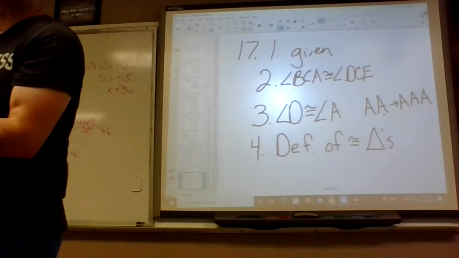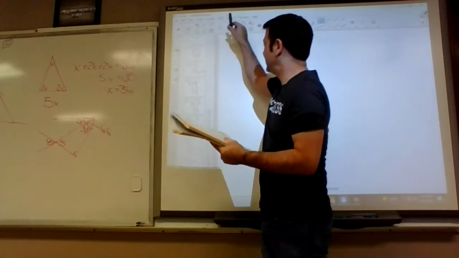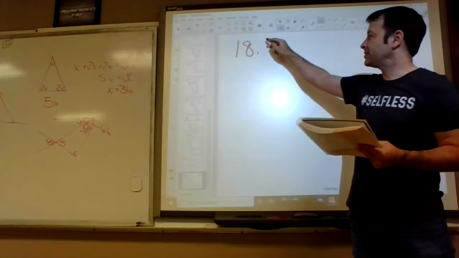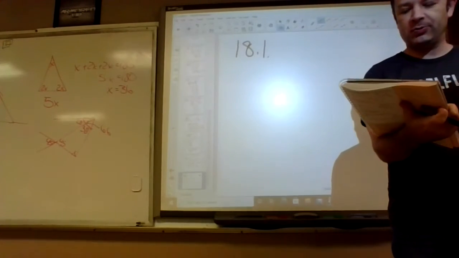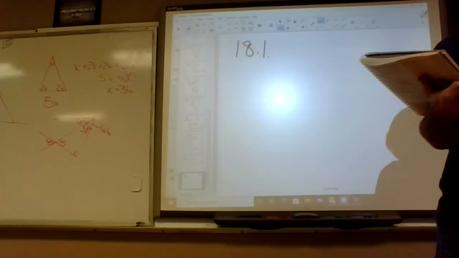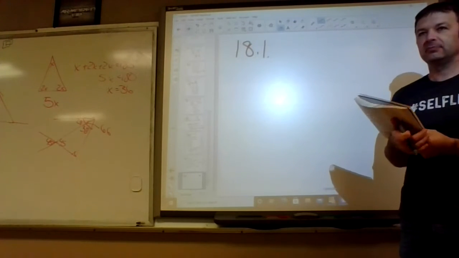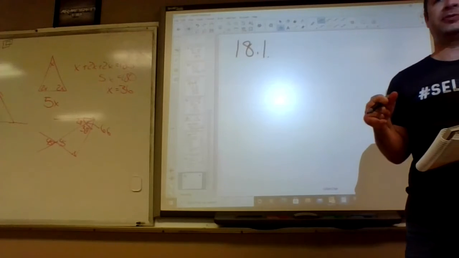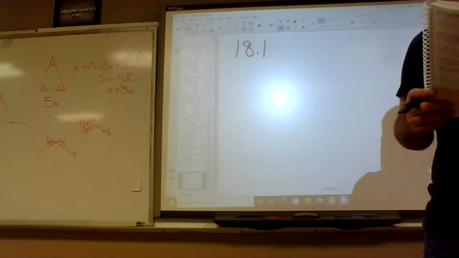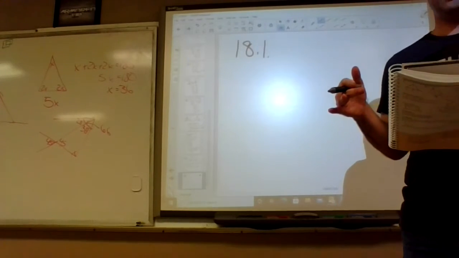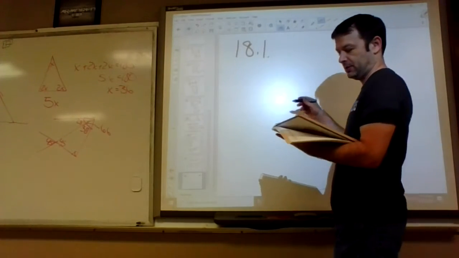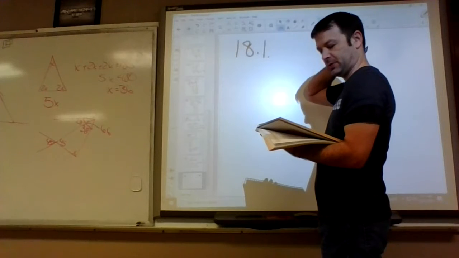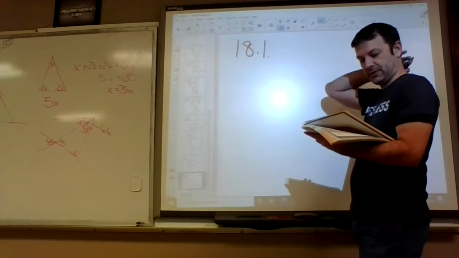Okay, number 18. So line 1, guess what we're going to put on line 1? Given. What is given to us? No, that's not given to us, that's what we're trying to prove. The drawing is given to us, but what does the drawing tell us, though?